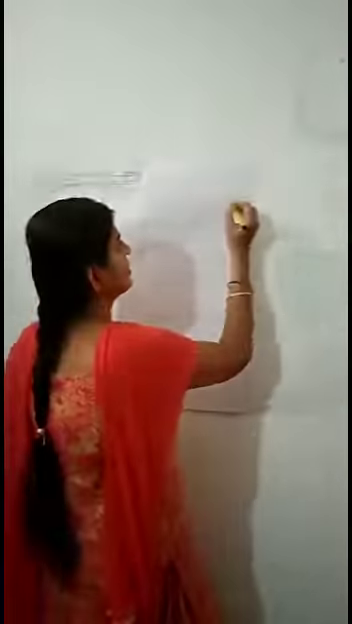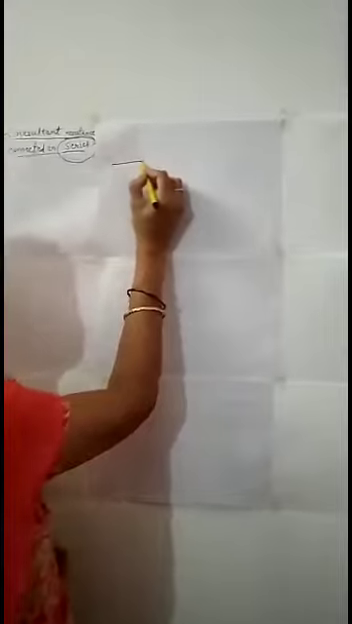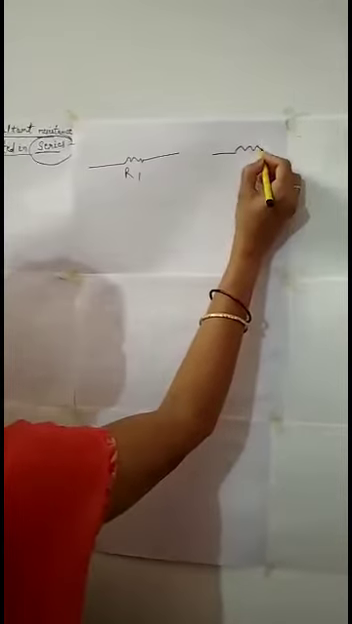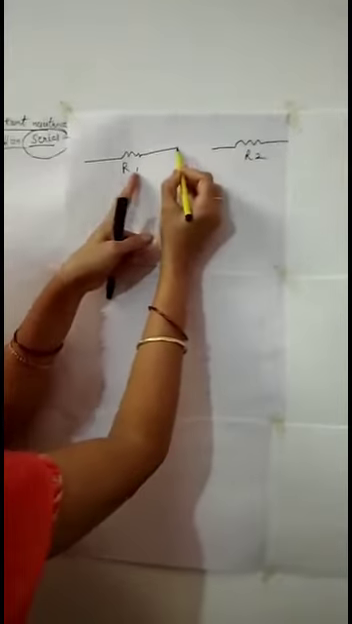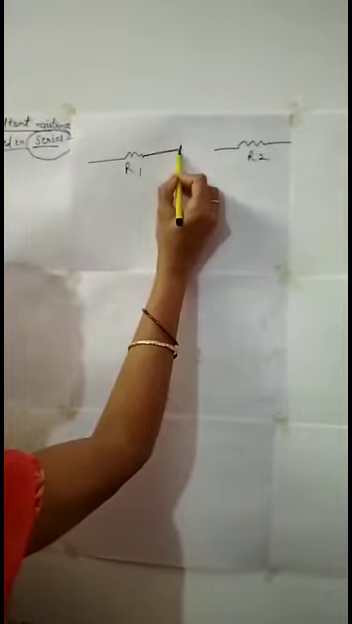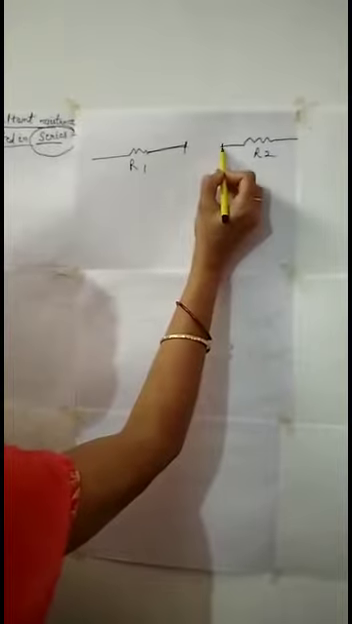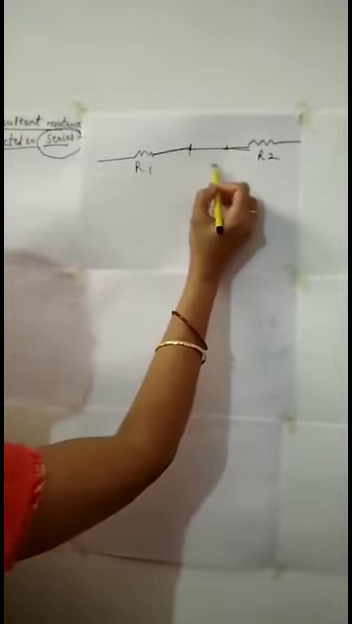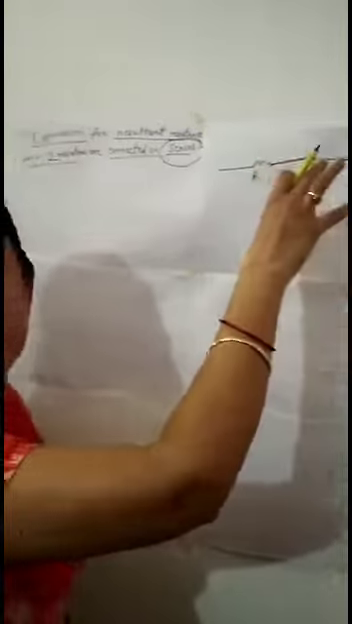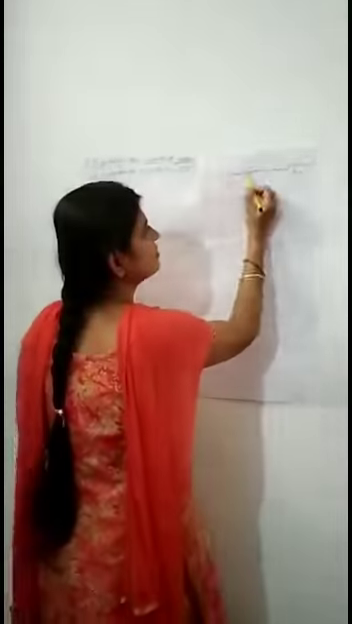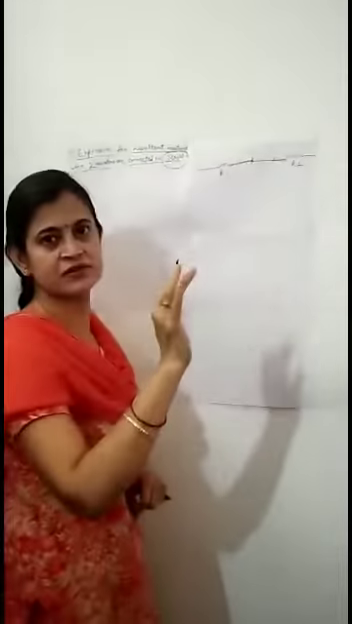Suppose this is resistor R1 and this is resistor R2. If we join end to end, that means one terminal of resistor R1 is connected to another terminal of resistor R2. How can we connect? By using connecting wires. Then this type of connection is called series connection.